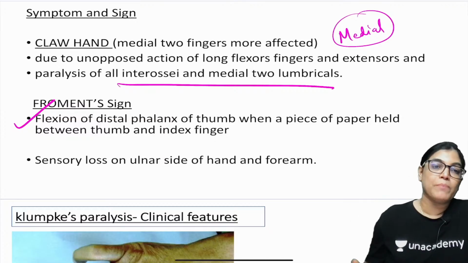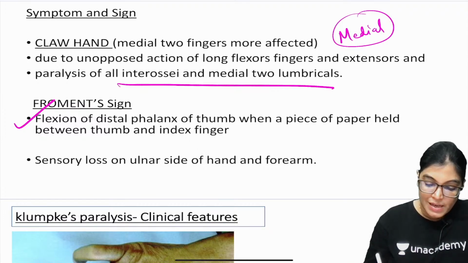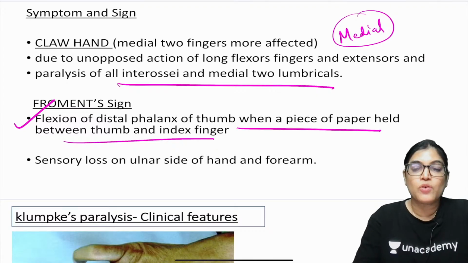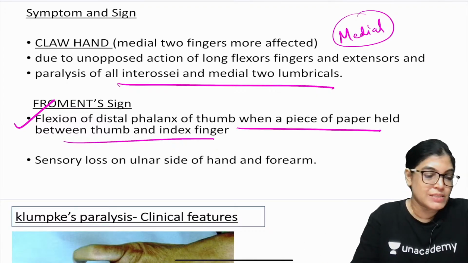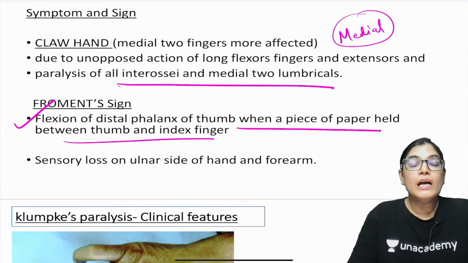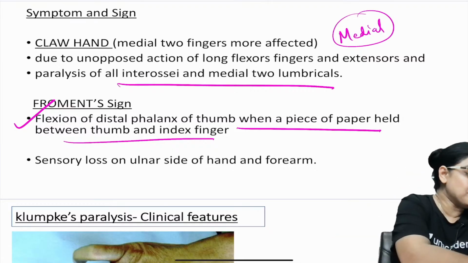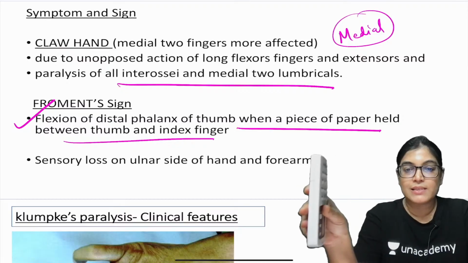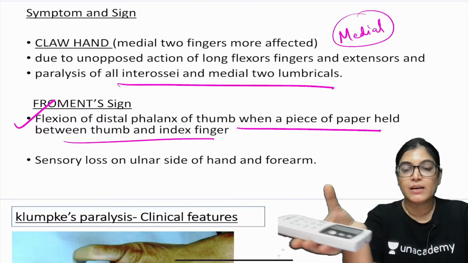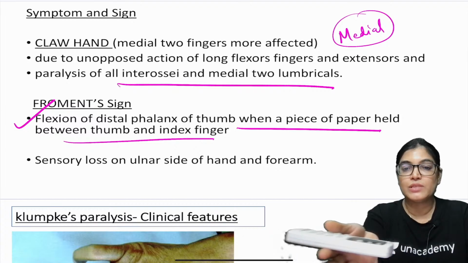Another test to confirm that lower trunk palsy is seen in the patient is that Froment's sign will be positive. Flexion of the distal phalanx of the thumb when a piece of paper is held between the thumb and the index finger. We know that the adductor pollicis muscle gets innervation from the ulnar nerve. For example, I am holding this remote. If my adductor pollicis is perfect, I will hold the structure like this. Can you see this?